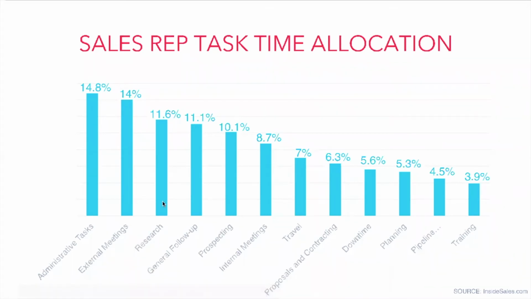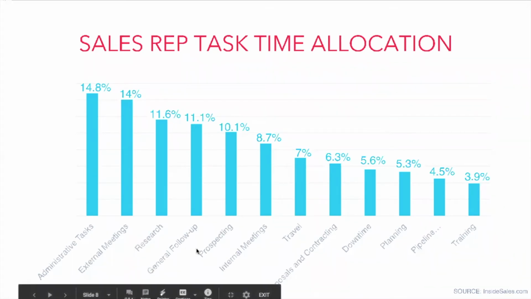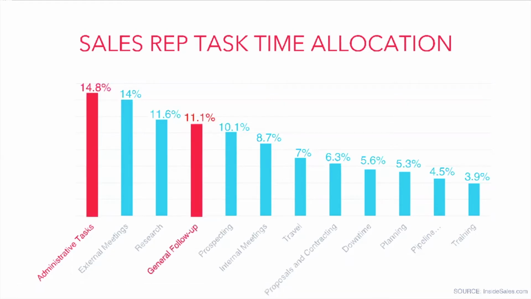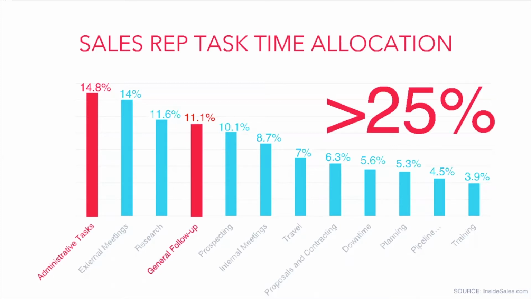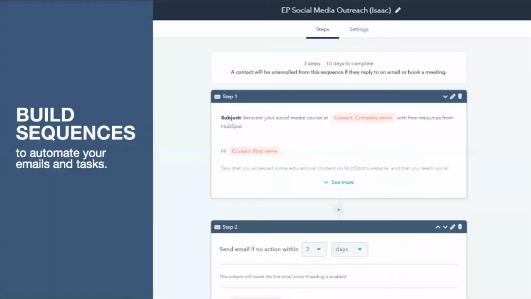Also, from a research and follow-up standpoint, how do we start to think about automating that and putting time back into the sales reps' hands so that they can be out there actually selling themselves? And that's where that 25% ultimately comes from.